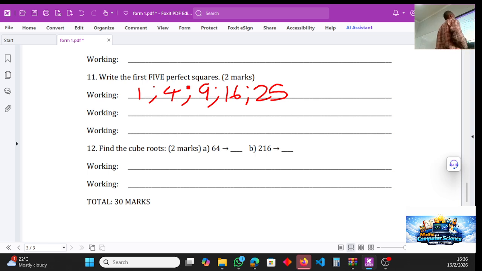Now, on number 12, I'm required to find cube roots. A cube root is a number which we multiply by itself thrice, that is, a cube giving us the given value. So is there a number which, if I cube it, gives me 64? That number definitely is 4. Is there a number which, if I multiply it by itself thrice, gives me 216? Definitely the number is 6.